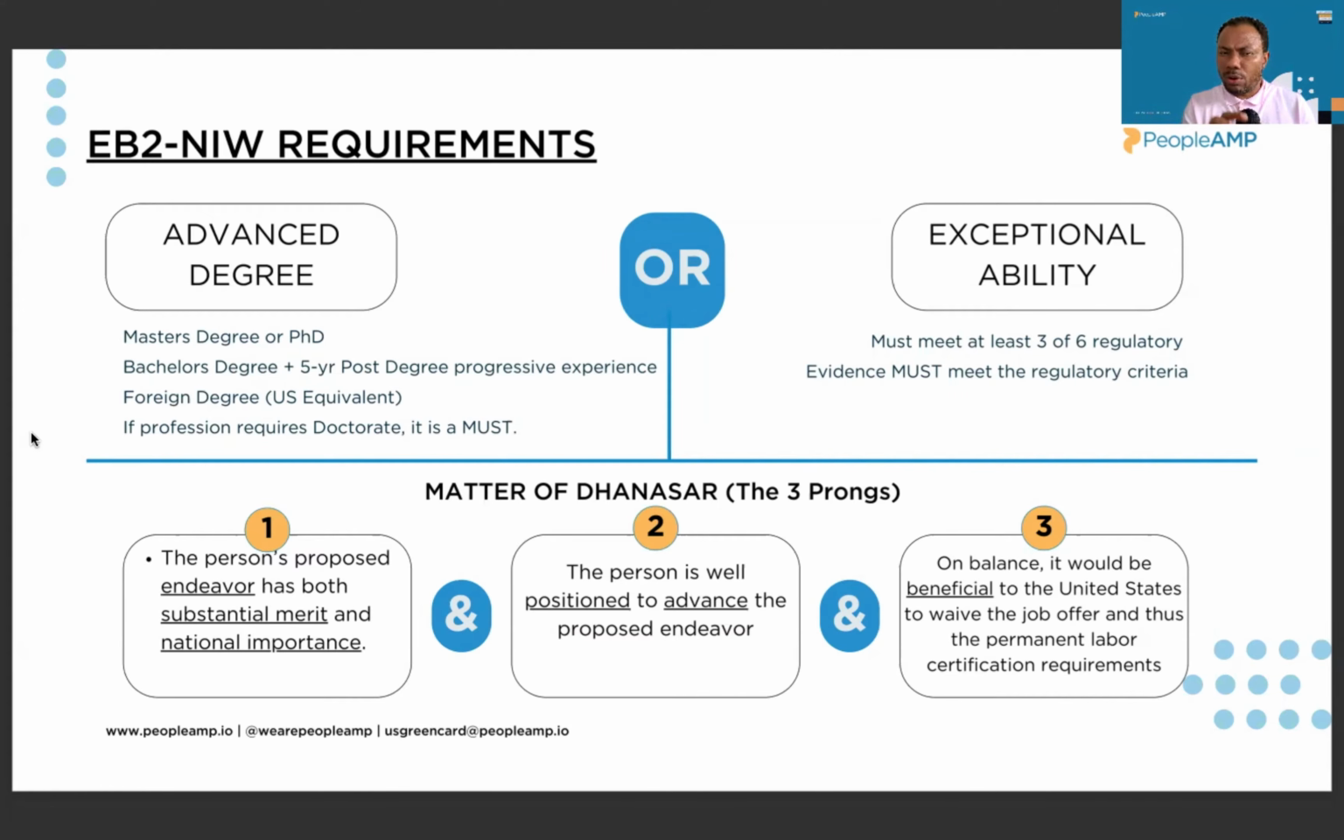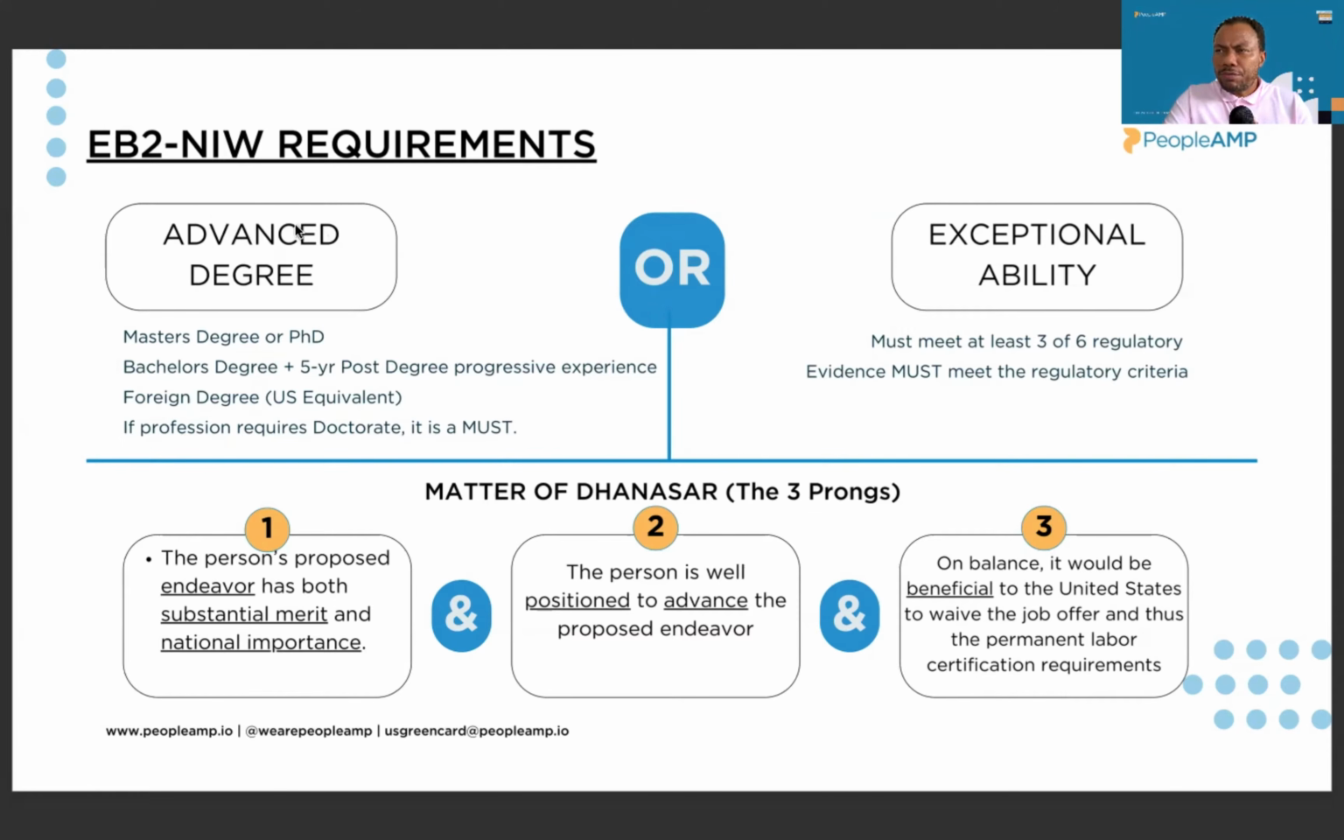I'll use a case of an HR manager who is specialized in HR, for example, for EB2-NIW. I will also be using a case of a data scientist. So I'll be using those two cases to give you an example of how you document your case for the EB2-NIW. Now, let's take the case of the HR manager as an example.